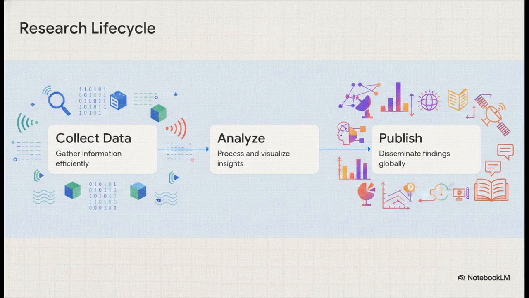At the core of this methodology are 3 main pillars: collect data, analyze findings, and publish and disseminate. These 3 steps are the absolute backbone of the scientific method. And as we keep following our hypothetical marine biologist through this explainer, we're going to see exactly how ICT supercharges each one of these pillars.